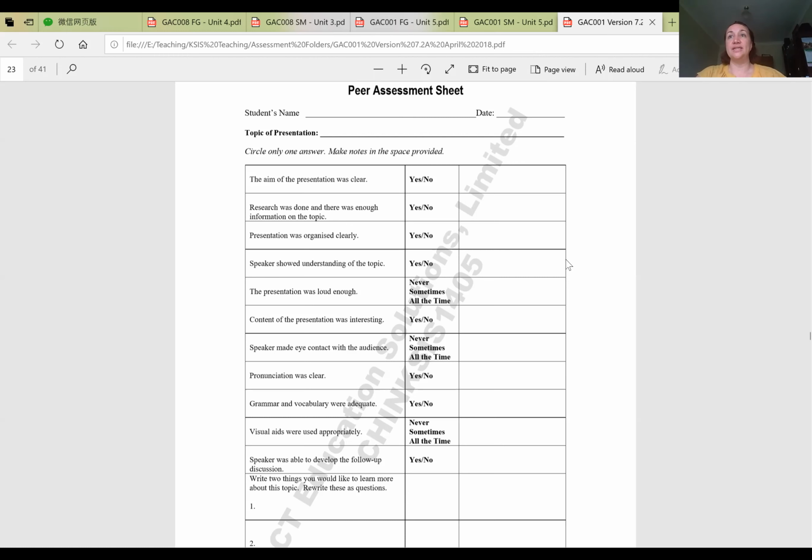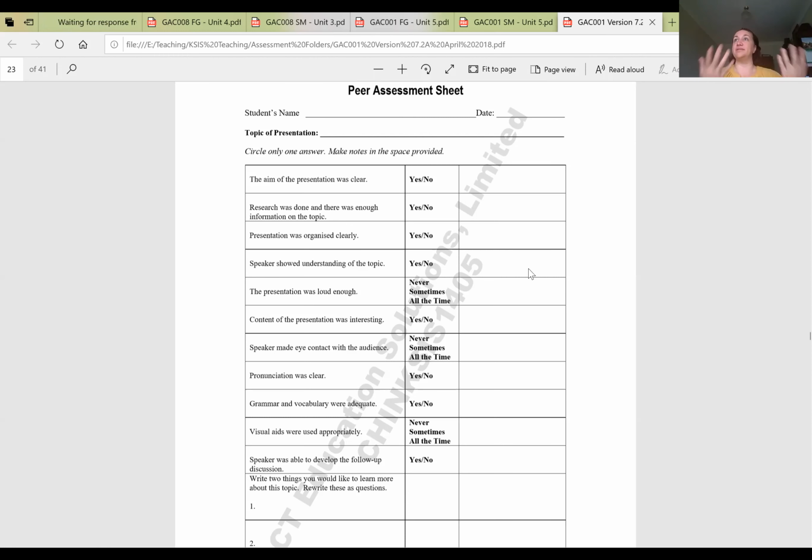That it was organised clearly, okay? That you clearly have a beginning, a middle and an end, and we'll look at the slides shortly, but each of the slides only have a certain amount of information, and that the speaker is not reading off the slide but knows the information, which shows that the speaker has an understanding of the topic.